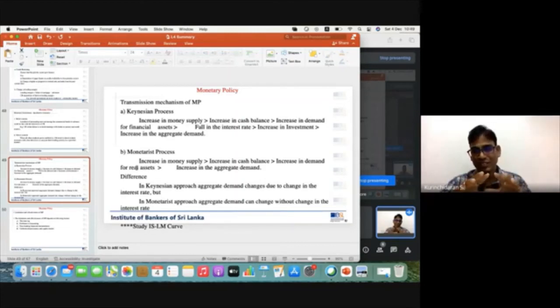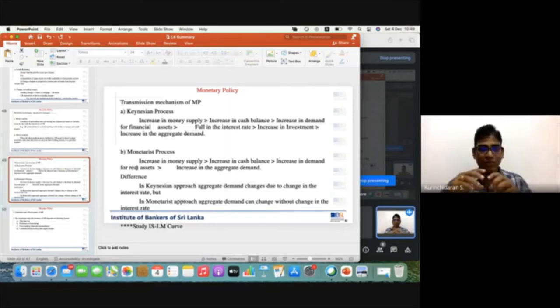Normally these theories are based on empirical research, meaning they arrive at them from past data, so it may differ from country to country. In some countries the Keynesian process may be in place, but in others the evidence supports the monetary process. But you should know there can be two different transmission processes.